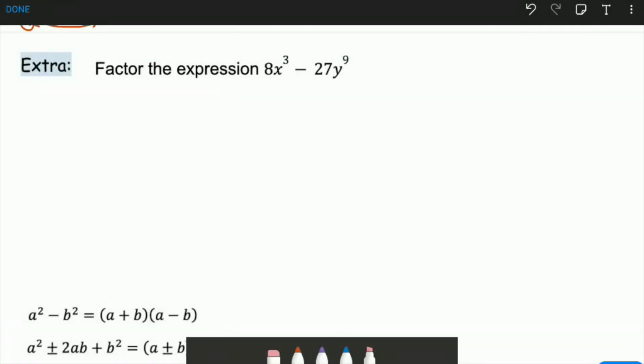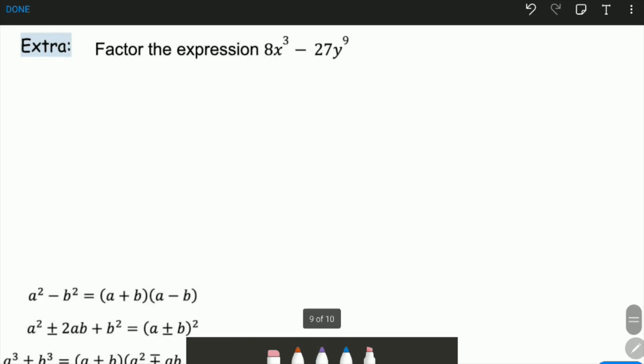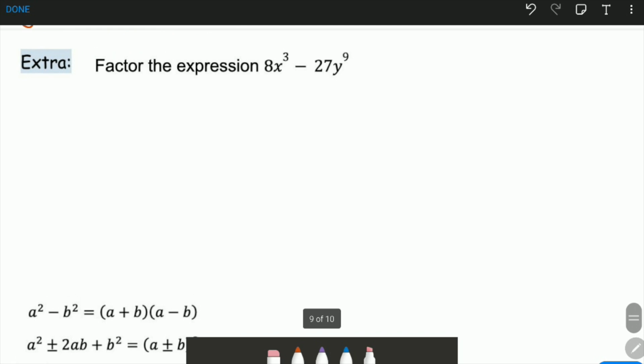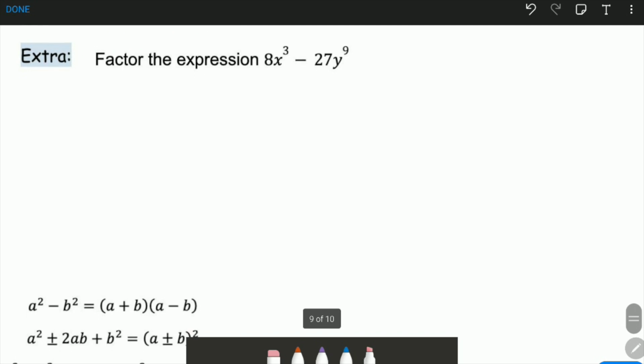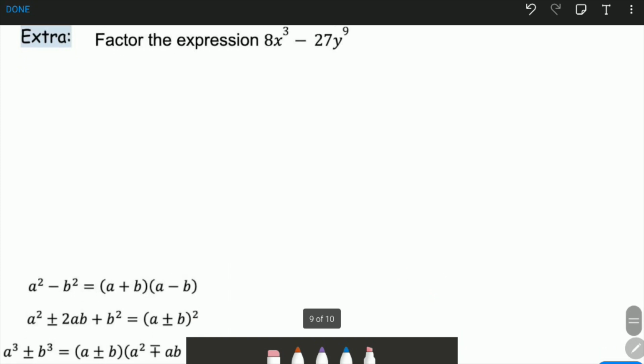Okay, in this last example, we're going to factor the expression 8x to the third minus 27y to the ninth. So with this, again, we would want to check to see if there's a common monomial in both terms. There's not a common monomial, nothing goes into both 8 and 27, and there's not the same variable in both terms. So no common monomial. Once again, because we're factoring, we're going to focus on this side of these identities to see which of these it follows, if it follows any of them.